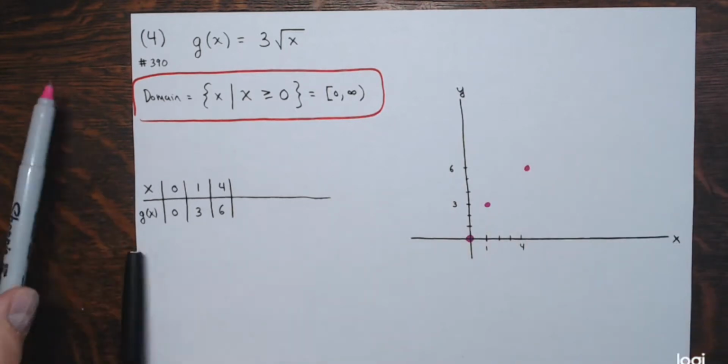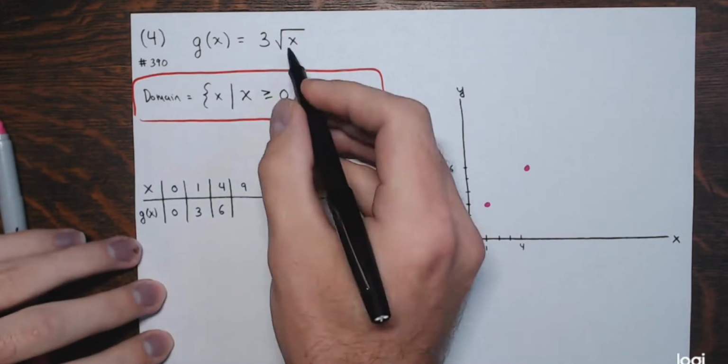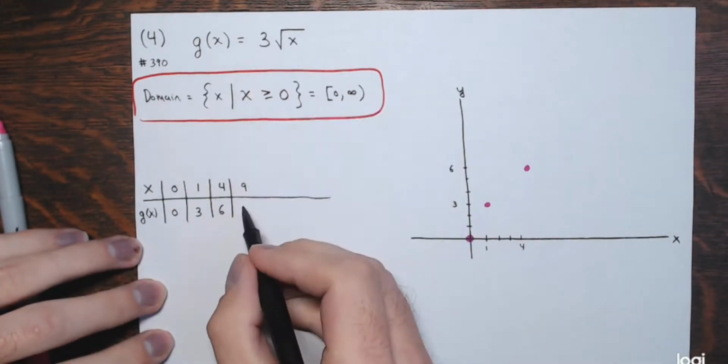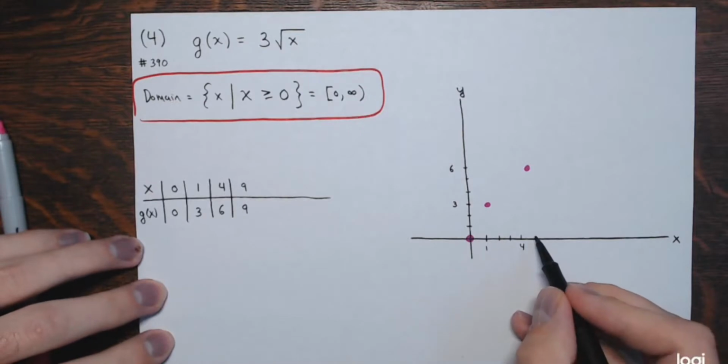Now I'll just do one more here. Put in 9. Square root of 9 is 3. 3 times 3 is 9. Input 9, output 9.